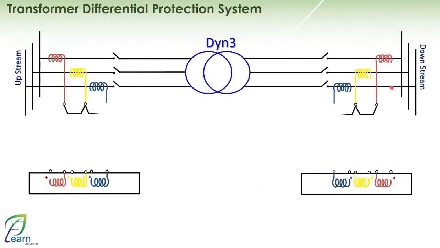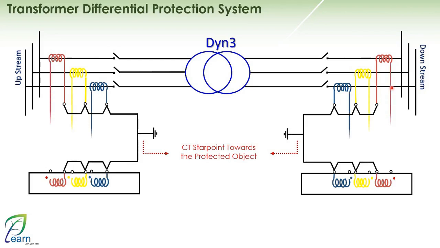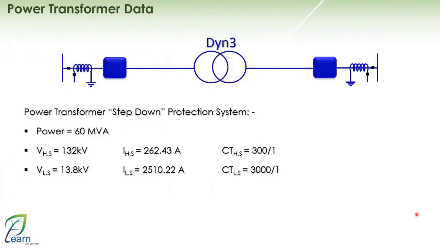Initially, we take the terminals of the CT that face towards the protected zone, or the protected object, and form the neutral point from them, which becomes the CT star point, and it is grounded. Additionally, we take the external terminals of the CT and connect them to the dot point in the relay, or the entry point in the relay. In this case, the priority setting in the relay will be towards line, or depending on the manufacturer, there might be terms like standard or towards object.